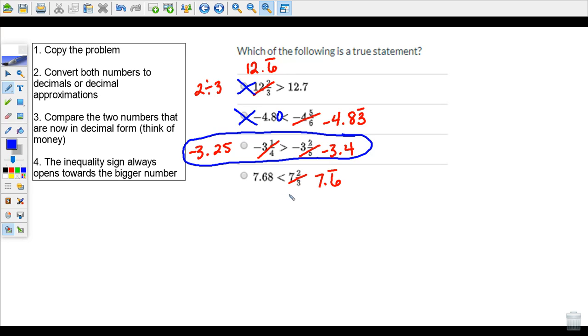Just for practice, let's check the final answer choice. So they're positive, that makes it a little easier on us. 7.68, 7.6. Right now it's saying this is the bigger number. Same whole number, same number in the tenths column. So let's take it one step further to the hundredths. This has an 8. This 6 repeats, so that means this would be a 6. 8 is bigger than the 6. So that means this decimal is bigger than this fraction.